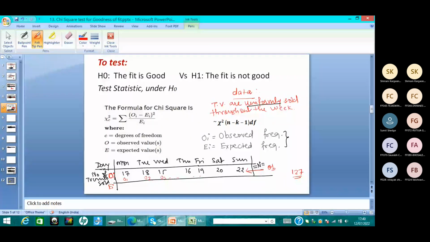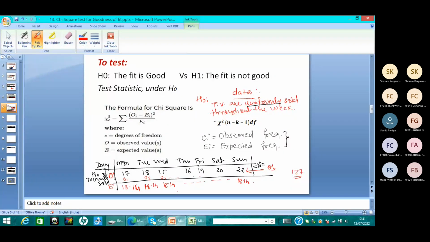So according to my statement, I'm making a statement that is a hypothesis: TVs are uniformly sold throughout the week. Accordingly, I equally divide the number of sales. If I said uniformly, then I have to do it uniformly. So 18.14 is the average. 18.14, 18.14, and so on. All the values will be 18.14.